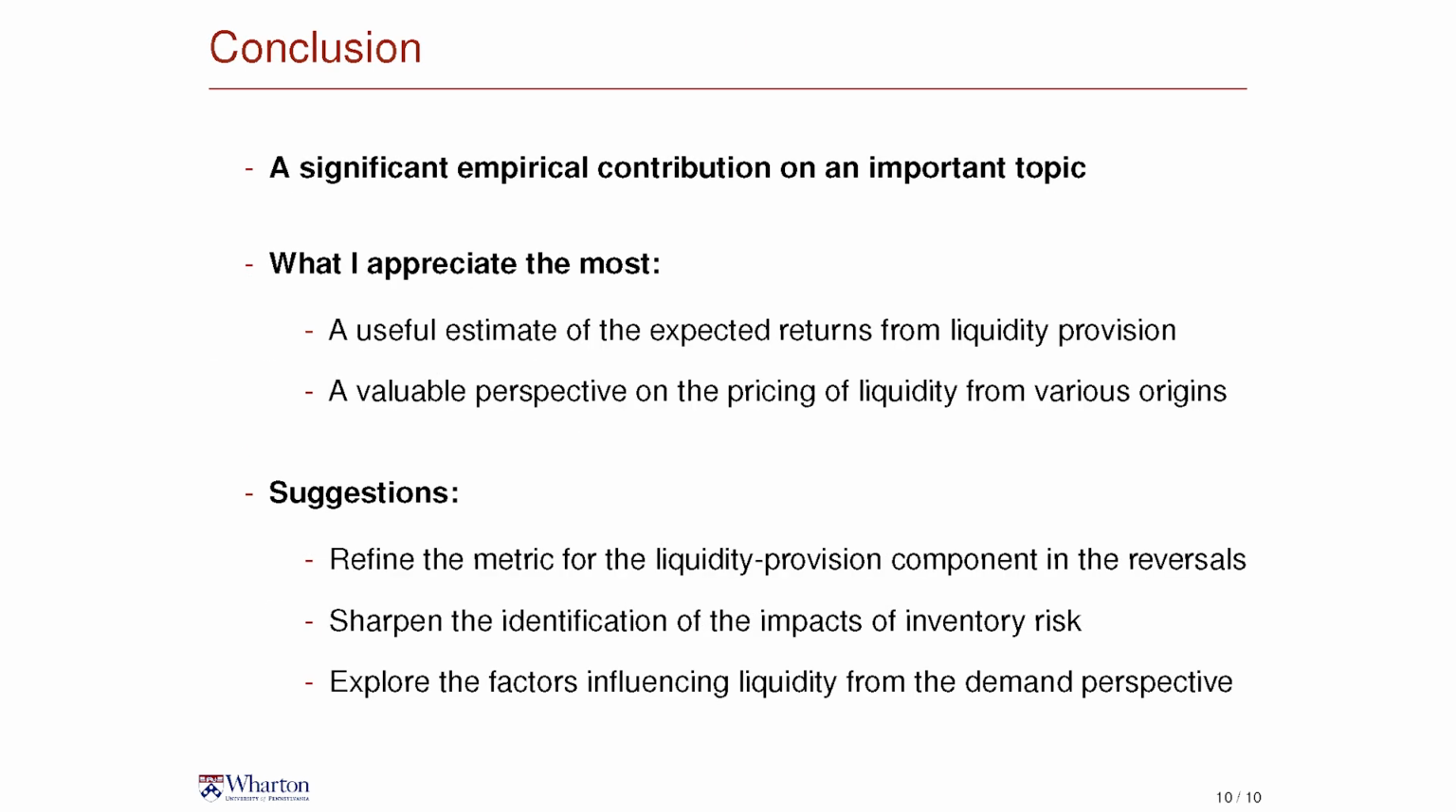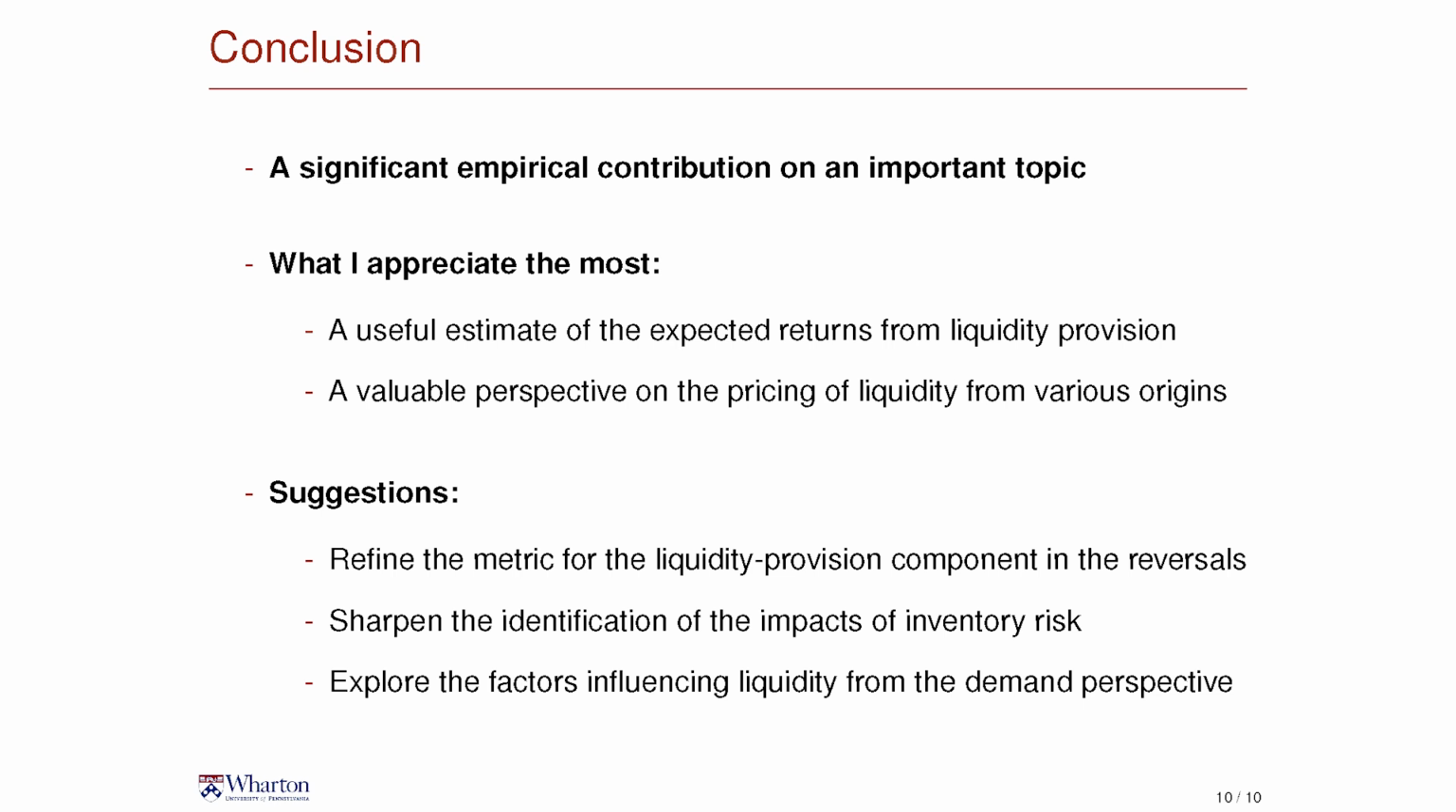So let me summarize. First, this is a really great paper, a significant empirical contribution on this very important yet very challenging topic. What I appreciate the most is that this paper provides a novel and useful estimate of the expected returns from liquidity provision. And more importantly, they offer a very valuable perspective on the pricing of liquidity from various sources of liquidity. They don't just put one number and say this is the return on market liquidity. They did a very careful job, fully embraced the insights from the theoretical literature, and tried to say this is the return for this type of liquidity, and this is the return for another type of liquidity. So I think this is a very promising direction to go.